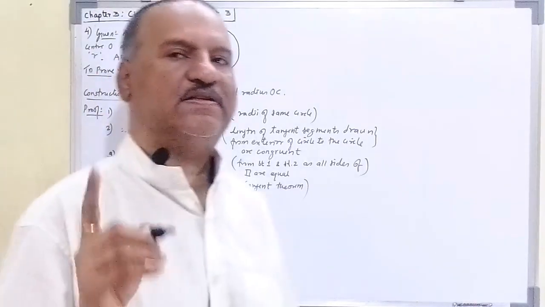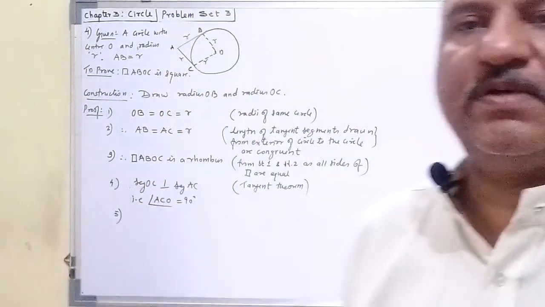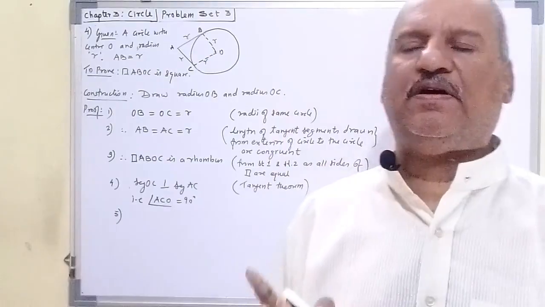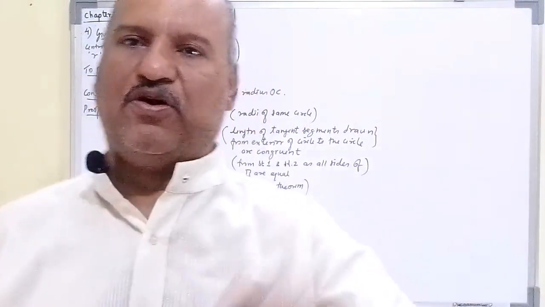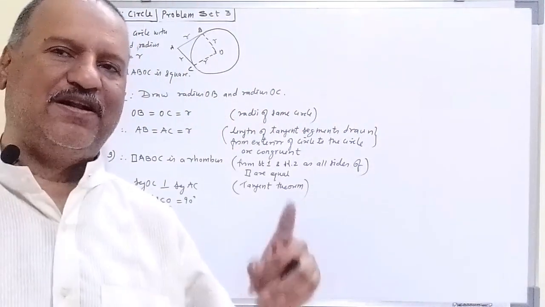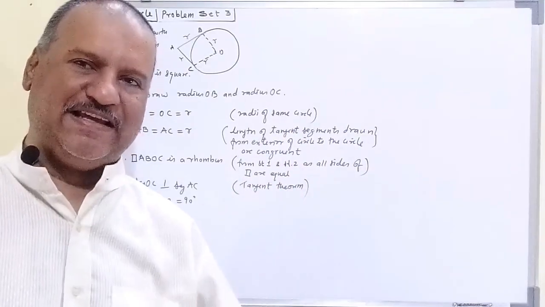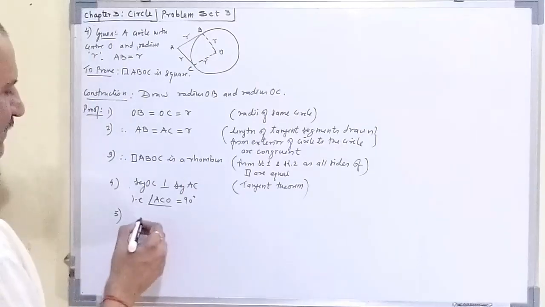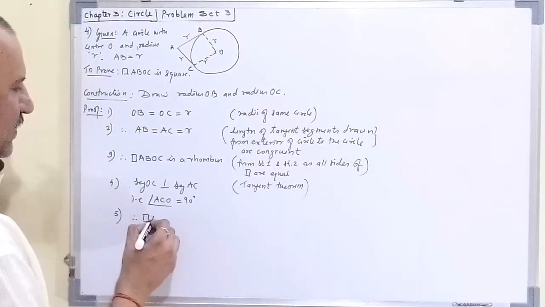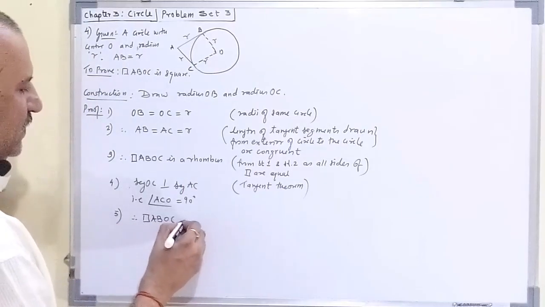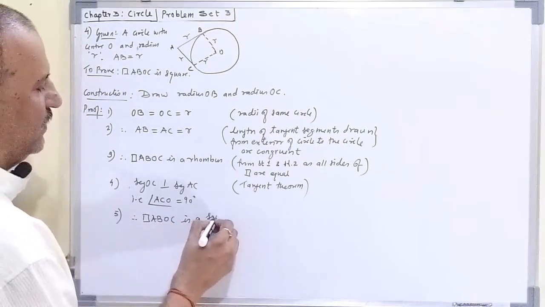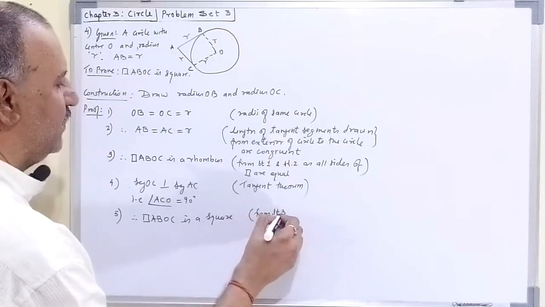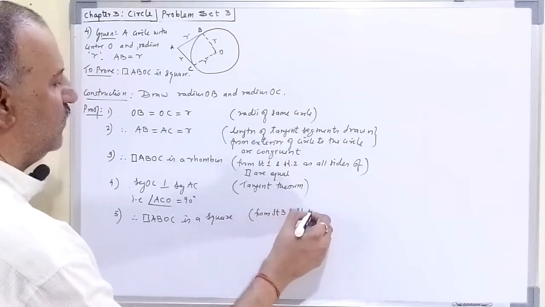Statement number 5. Remember, in a rhombus, if one angle of a rhombus is 90, then all angles will be 90. So a quadrilateral whose all angles are 90 and all sides are equal is a square. Therefore, quadrilateral ABOC is a square, from statement number 3 and statement number 4.